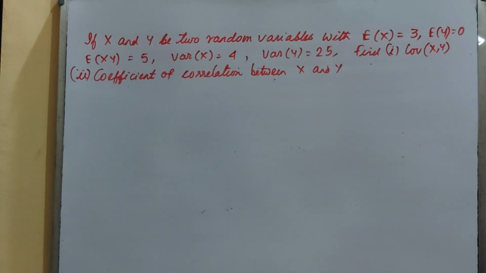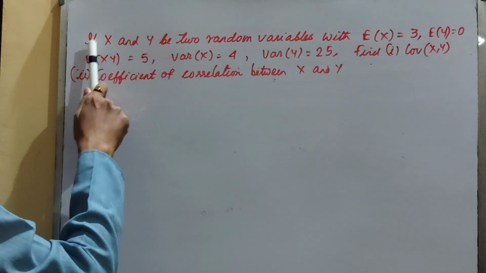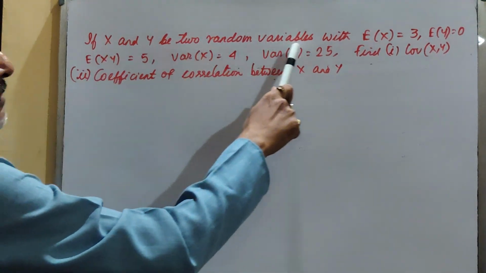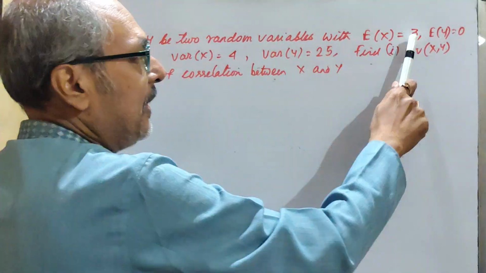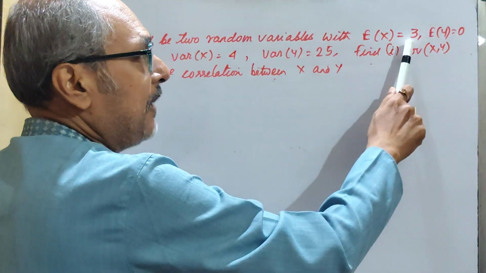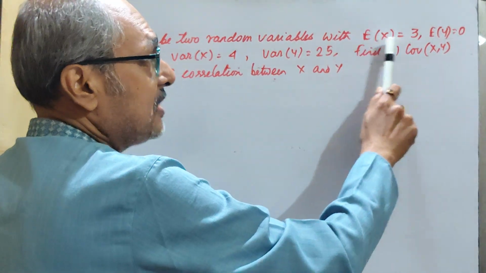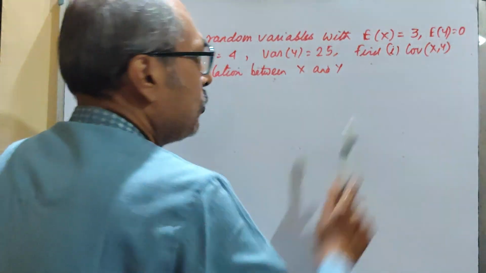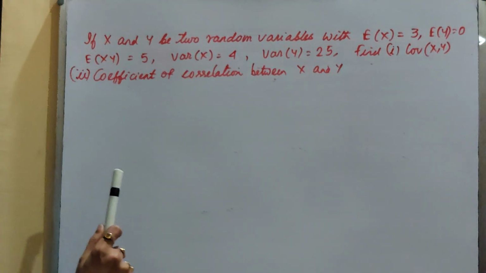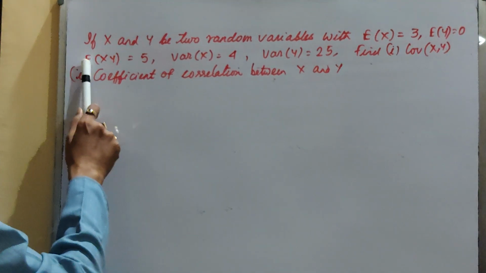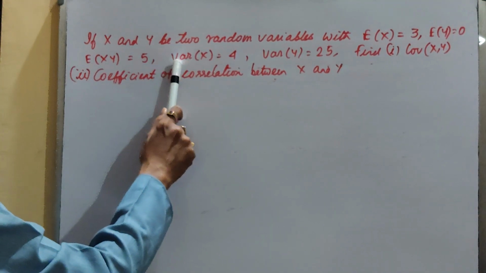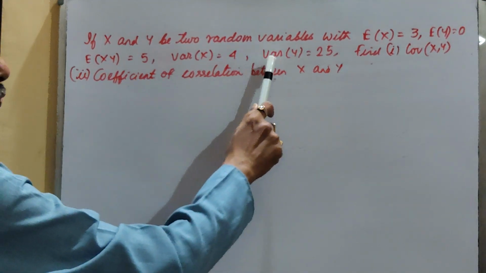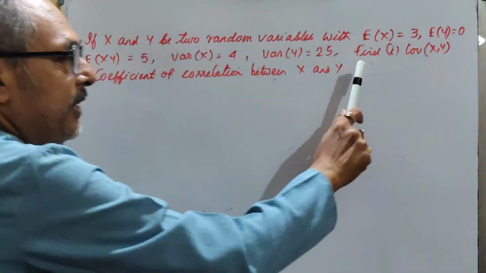Hello, in this video we want to solve this question. This question is from random variables. The question is: if X and Y are two random variables with E of X equals 3, meaning the expectation of X equals 3, E of Y equals 0, that is the expectation of Y is 0, E of XY equals 5, variance of X equals 4, variance of Y equals 25.